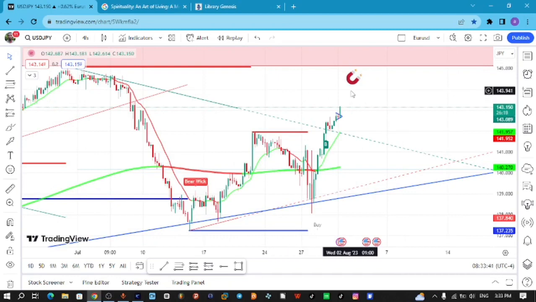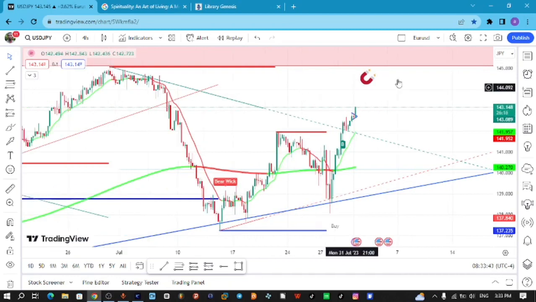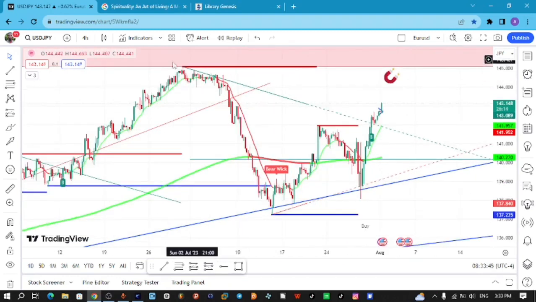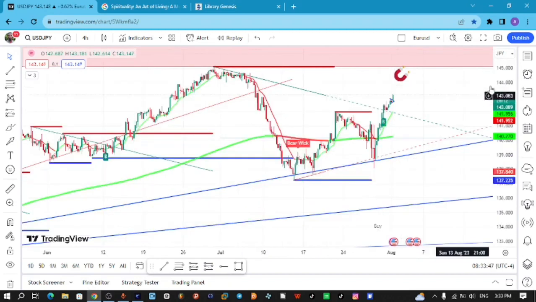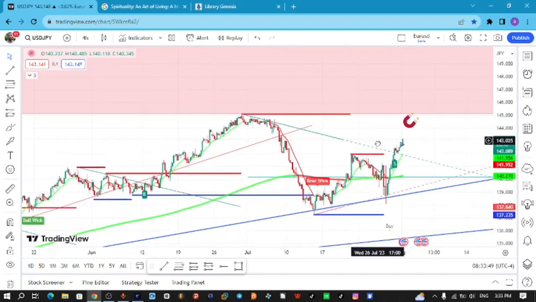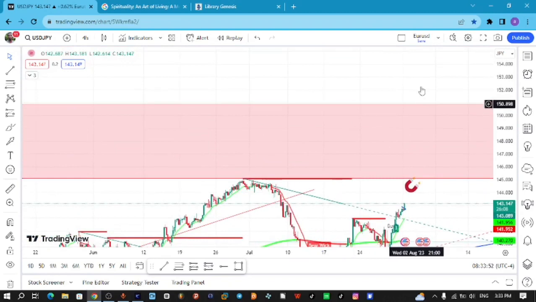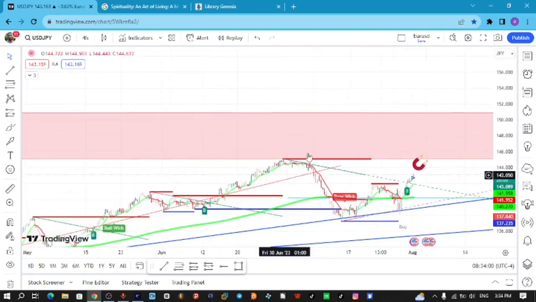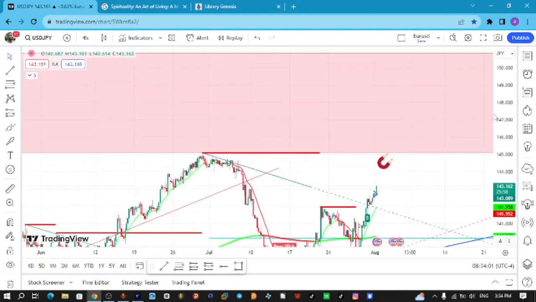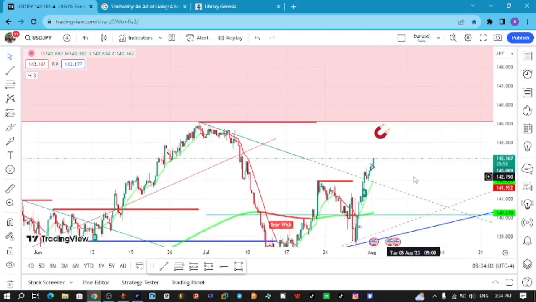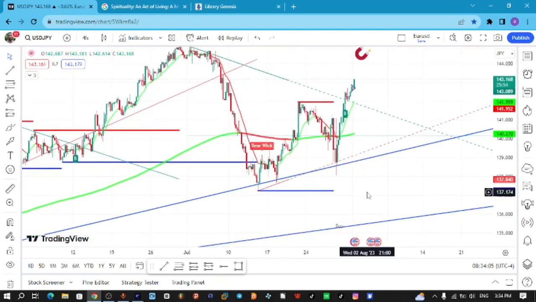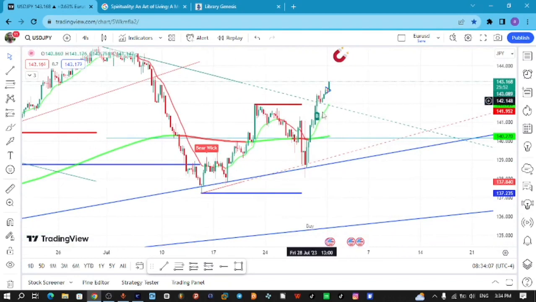In the next months, I am expecting it to reach this one and possibly take this high and continue moving up to this point, and possibly find support and continue moving up. Okay, that is the thing that made me enter this trade.